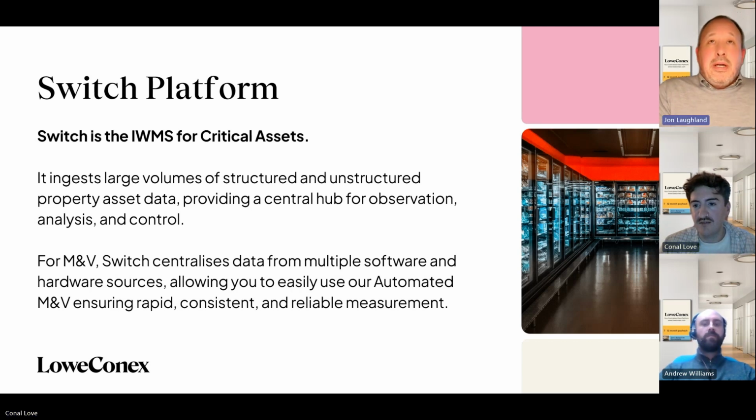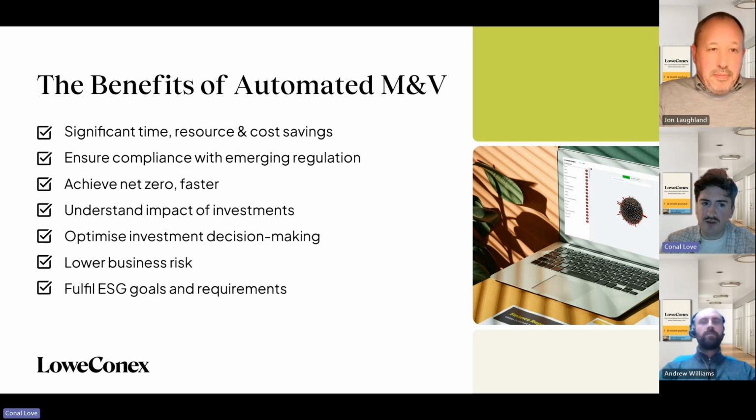So we've got, Switch is visualization, automation, and control of connected assets. And a part of that application suite that we've got is an automated M&V tool. Because you may be applying your energy conservation measure through the Switch control element that we provide within our platform. Yeah. Okay. Good. Could you touch briefly then on the benefits of automated M&V?